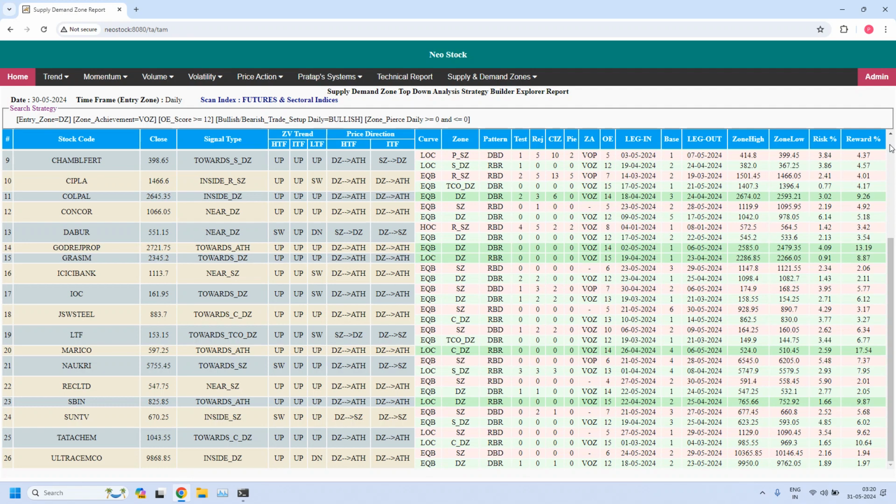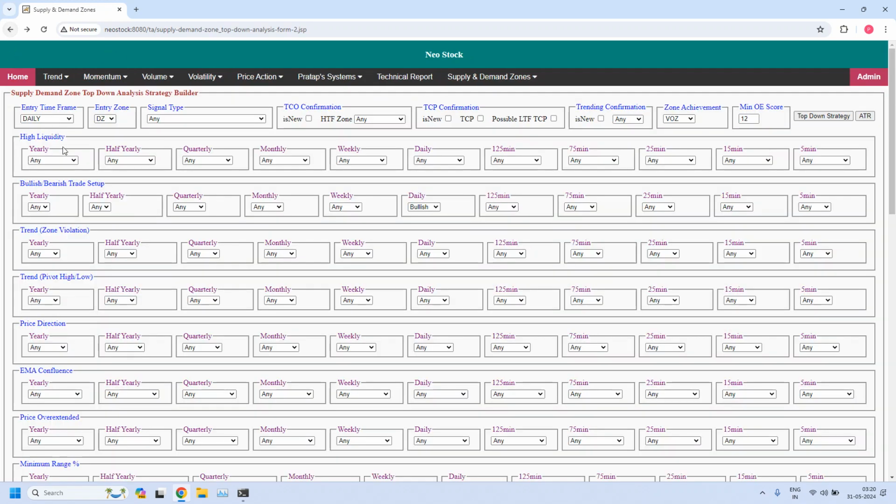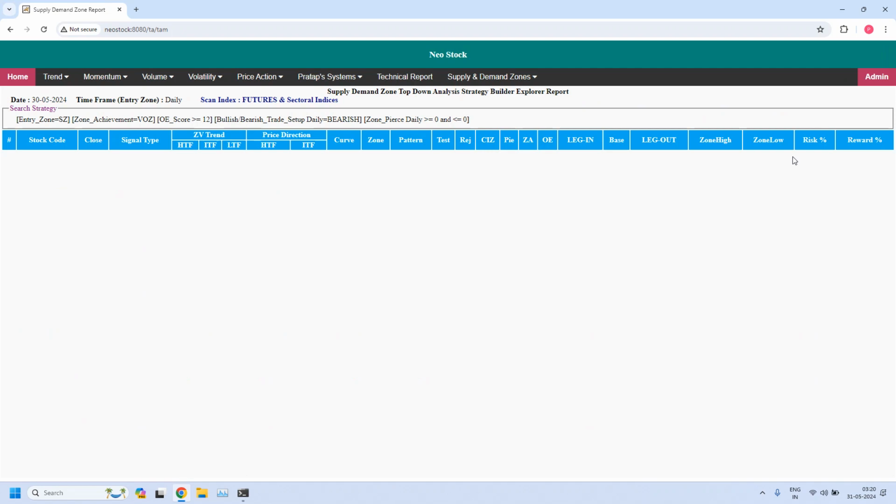Now let us select bearish trade setup stocks for monthly income trade. Going back. For monthly income trade, entry time frame is daily, but for bearish trade setup the entry zone should be supply zone. And also in bullish or bearish trade setup, in daily time frame we are selecting bearish. And whatever three filters we set, now they will be applied to the daily supply zone. Now let us generate the report.